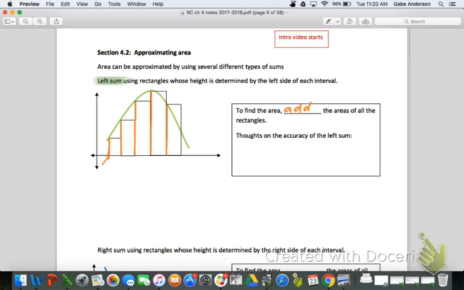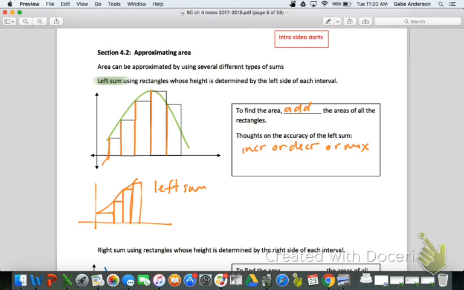So how accurate is a left sum? Well, it really depends on one thing: is the function increasing or decreasing or a mix of both. If a function is increasing, we can see from the picture that a left sum would actually fall a little bit below the curve. And so a left sum is going to be an underestimate on an increasing function. So a left sum on an increasing function means underestimate.